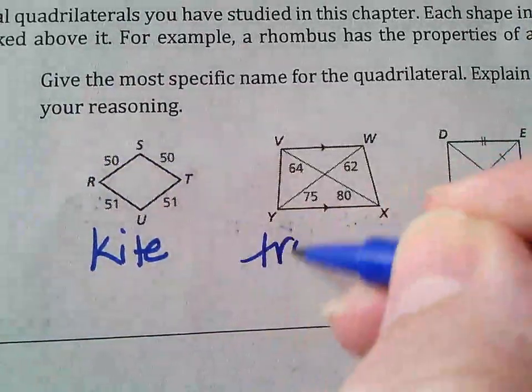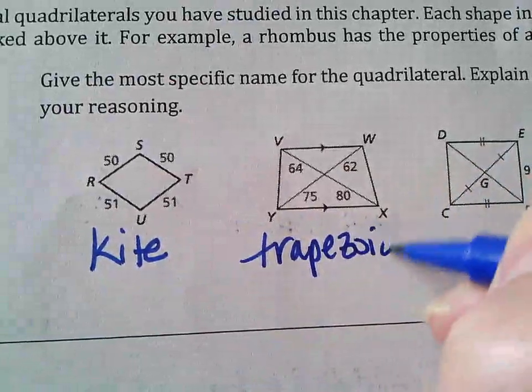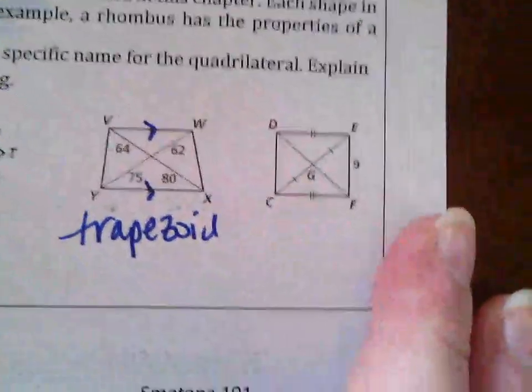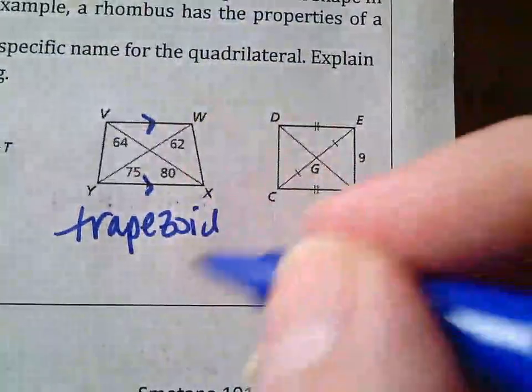This is a trapezoid. You have one set of opposite angles here. And this is a rhombus.